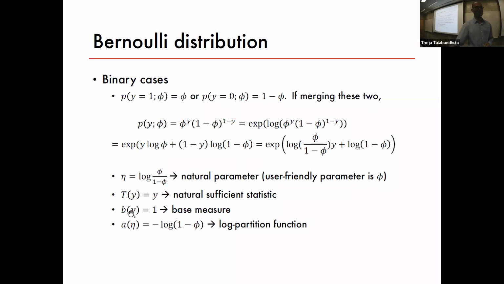So let's start with b of y. There is no coefficient in front of the exponent, so let's think of b of y as 1, the base measure. Now if you look at the exponent, there are two terms: one which is a function of phi, and one which is a function of y. So t of y is just y itself, and the thing multiplying y we're going to call eta. So log of phi by 1 minus phi, we're just calling it eta.